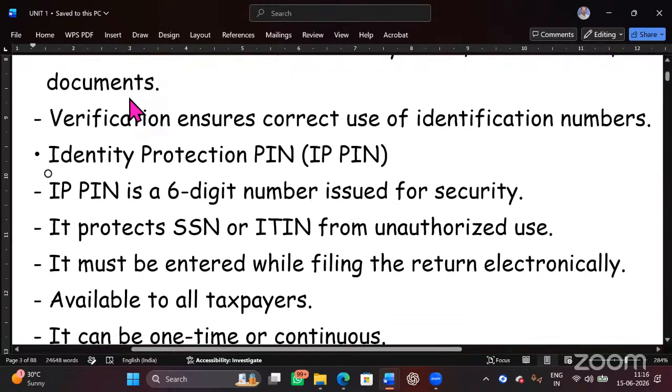At the time of filing of the return, this PIN shall be used by the tax preparer and payer so that he will be safe. So this IP PIN consists of a 6 digit number issued by the income tax department, and can be used by the taxpayer at the time of preparing and filing of that return.